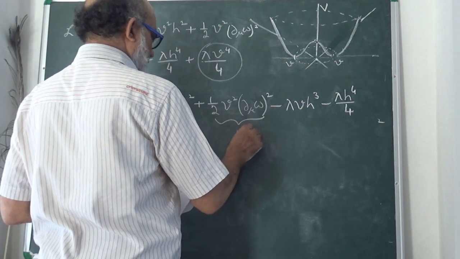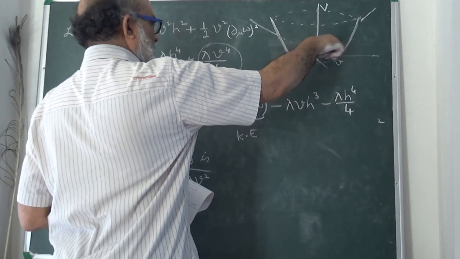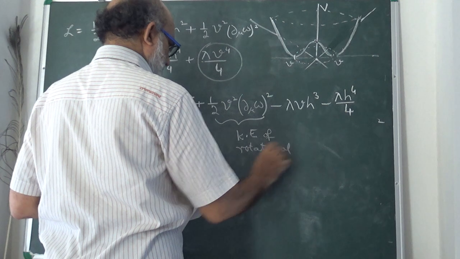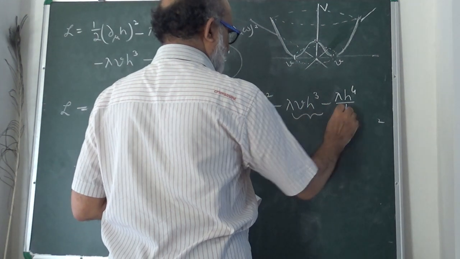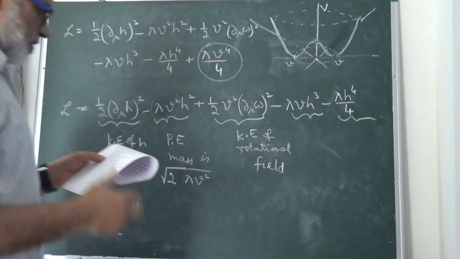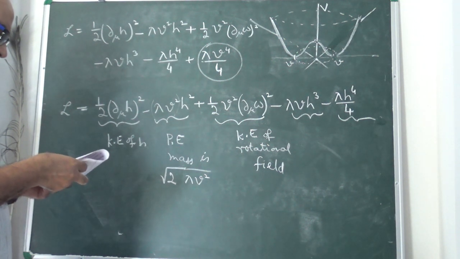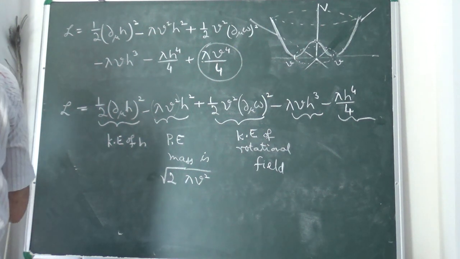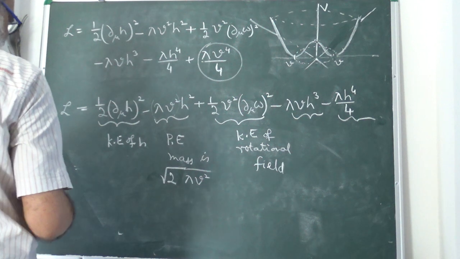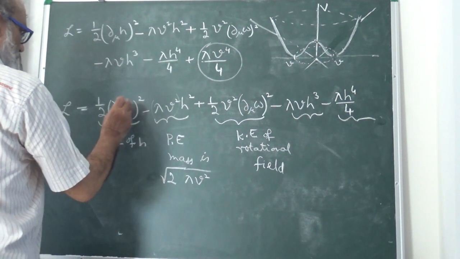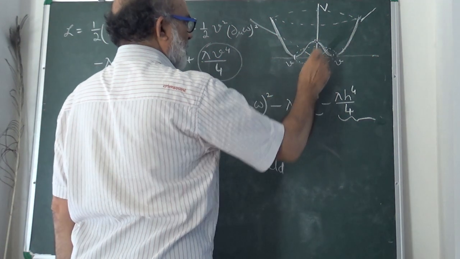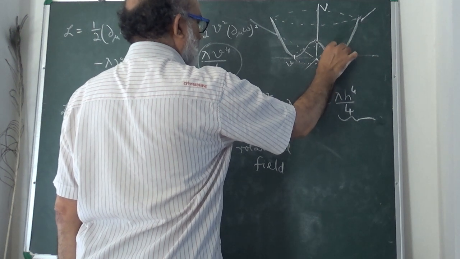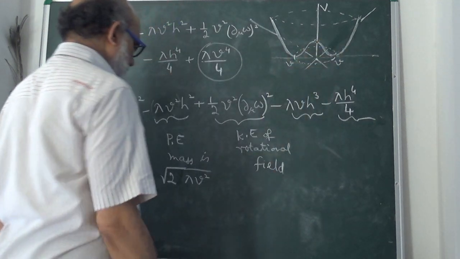And this is the kinetic energy part of the rotational field. This is the kinetic energy of the rotational field, and these are the self-interaction terms of the h field. So this is the mass associated with it. We have assumed that this field is the vibration around this valley, which produces as if some mass is considered here, and the real mass is vibrating here. That real mass is called the Higgs mass, and the Higgs mass is given by lambda.